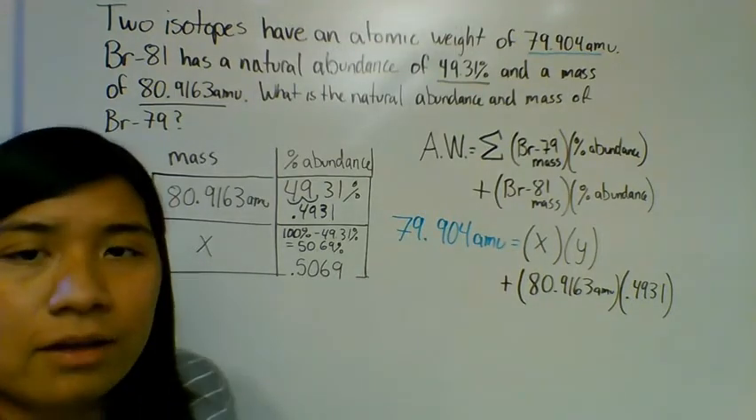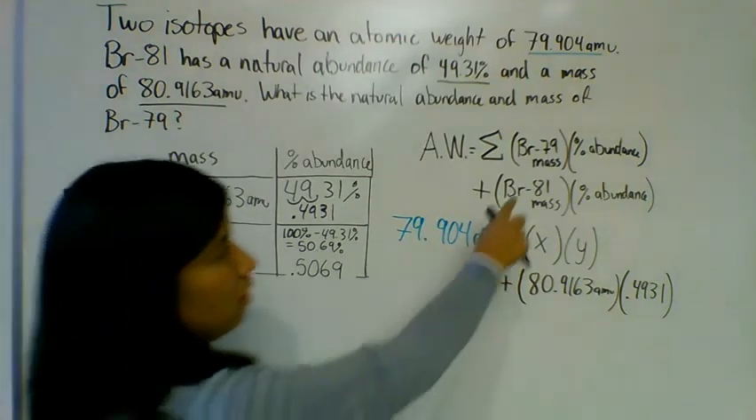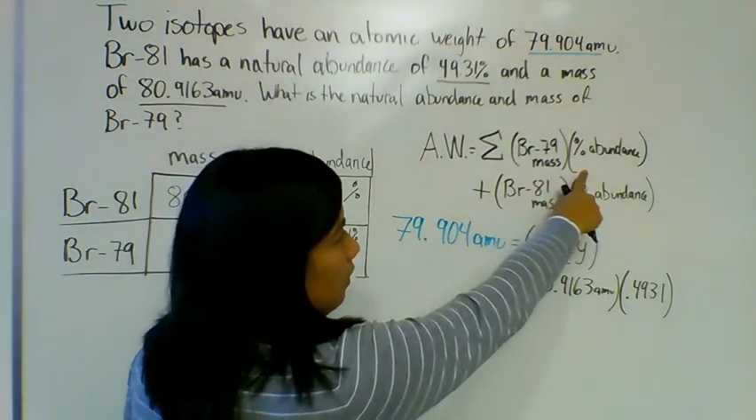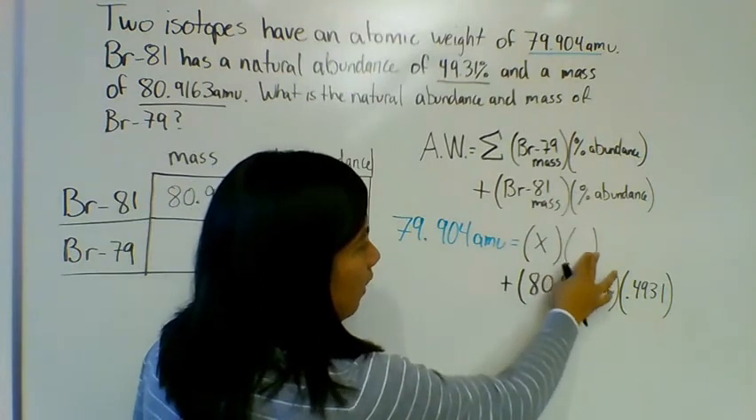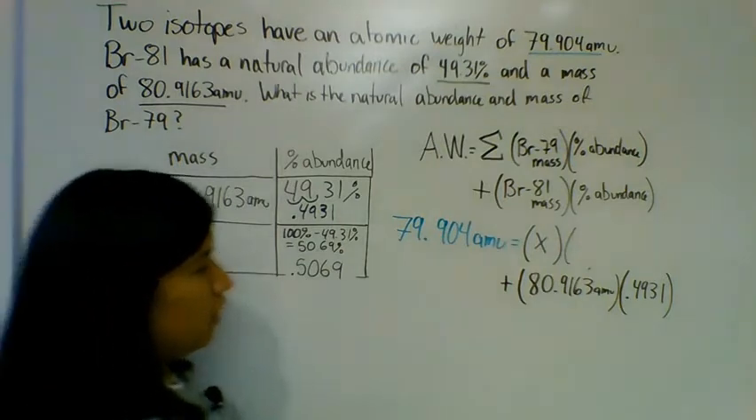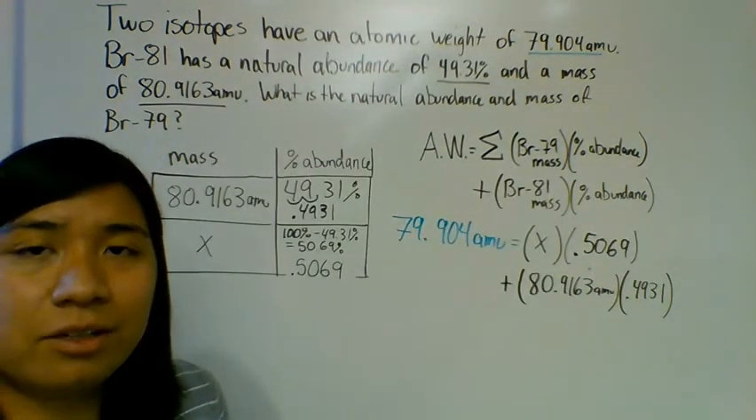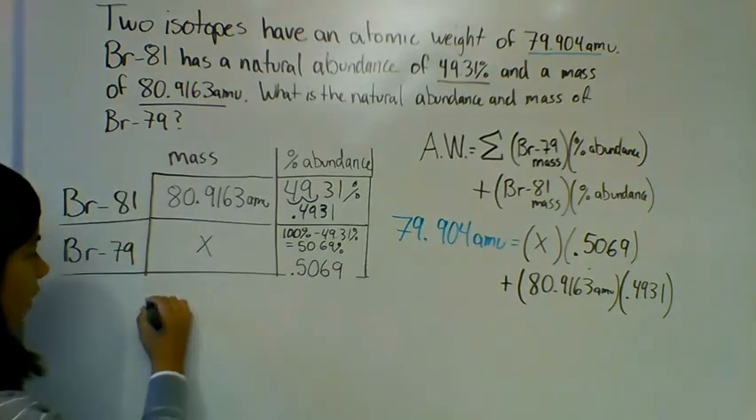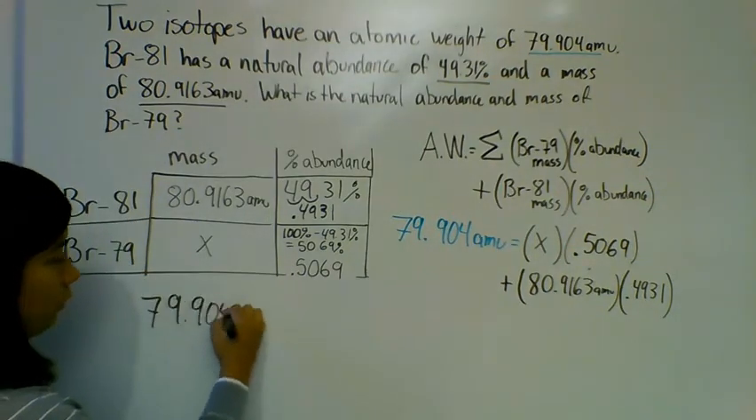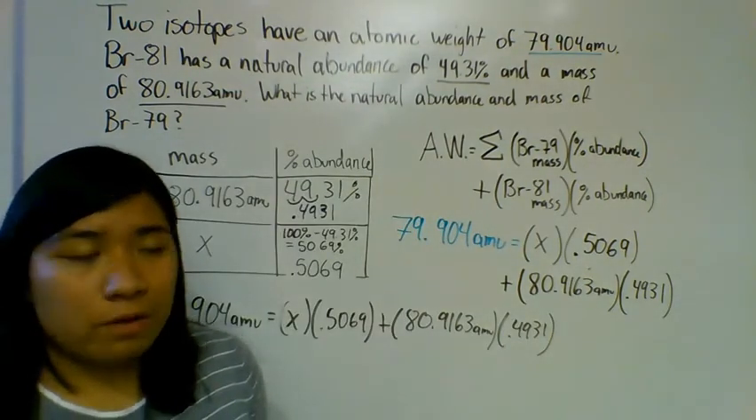All right, now let's go back to our equation. We have the percent abundance of bromine 79. So instead of putting a Y right here, I'm going to put in our percent abundance in decimal form. Let's make this equation look a little bit better. So I'm going to put it over here so that it's neater. Now I need to work on solving for X.